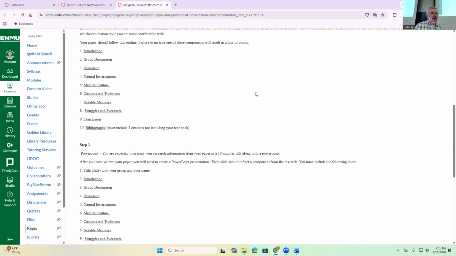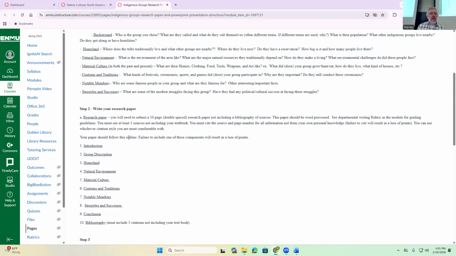Number 1 should be the introduction. Number 2, the group description. Number 3, the homeland. Number 4, the natural environment. 5, the material culture. Number 6, customs and traditions. Number 7, notable members. Number 8, struggles and success. Then number 9, a conclusion. And number 10, a bibliography that includes at least 3 sources not in your textbook.